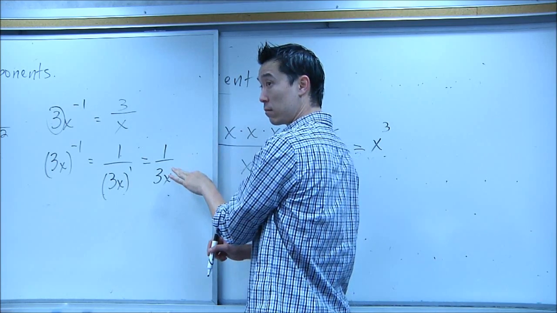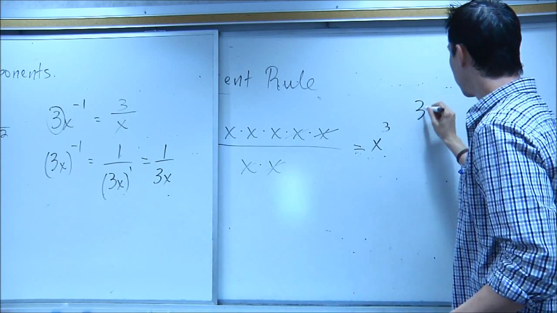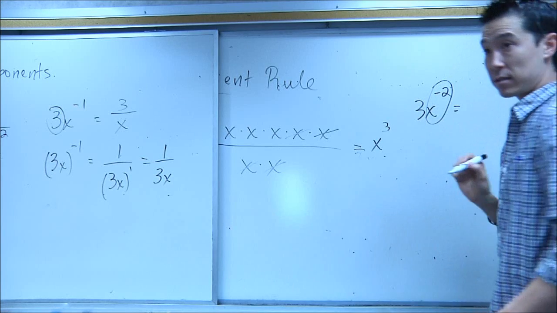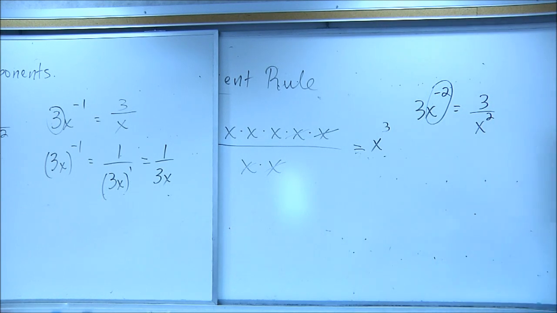For which one? The top one? Yeah. So if it was 3 times x to the -2 power, then again, just this x part is being raised to the -2 power. So the 3 would stay at the top, the x would come down, but it'd be squared. Does that make sense? Okay.